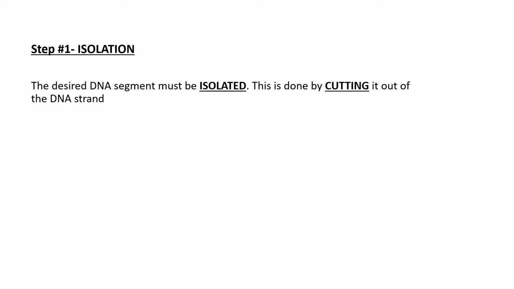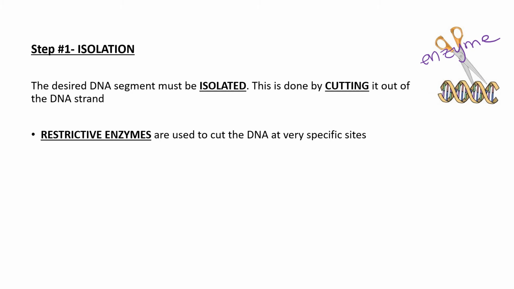So first step, isolation. The desired DNA segment, so that's the one that has the gene that you want, has to be isolated. And it's done by cutting it out of the DNA strand. Okay, this is showing it with scissors. It's not actually scissors. This would be an enzyme. You use some kind of an enzyme, which is a protein, to cut the section of DNA that you want. The enzymes are considered to be restrictive enzymes because they're used to cut the DNA at very specific sites. So it's very restrictive in where it can cut.